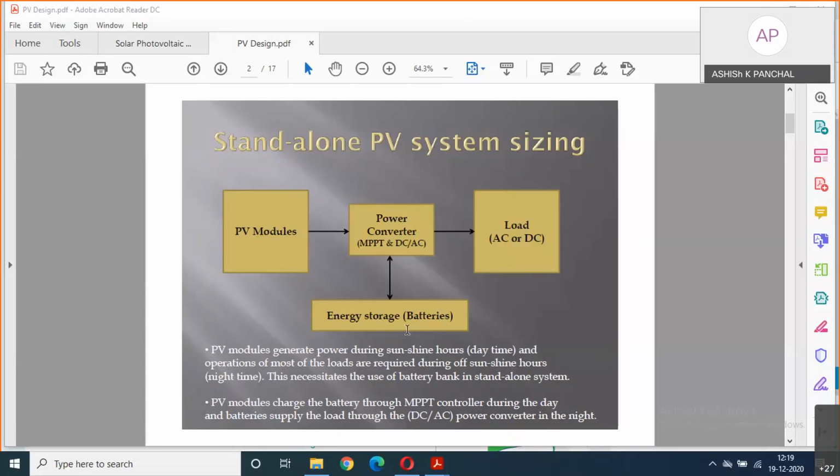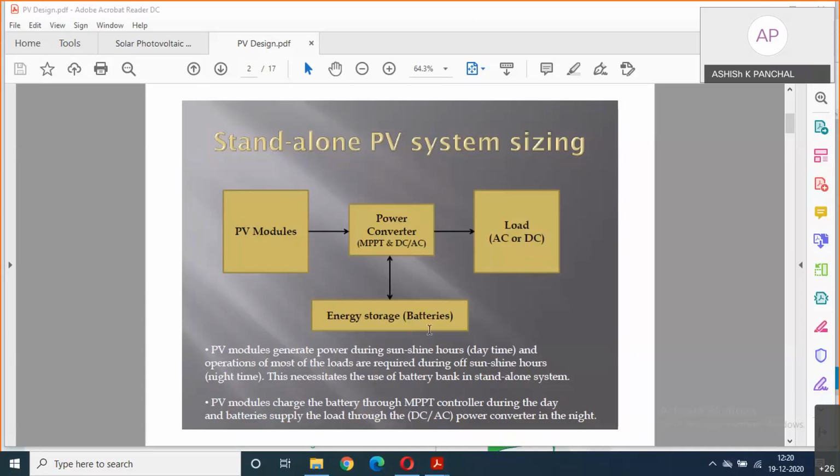When you try to design any kind of this system, you always start with the reverse step. What is the reverse step? First, you collect the load data, and then for catering your load, what is the battery requirement, what is the converter requirement, and then finally what is the PV module requirement. That is the step. Do you agree with me? Yes sir. So whenever we design, we will first collect the load, then select the converter, then select the battery, and then finally the PV module.